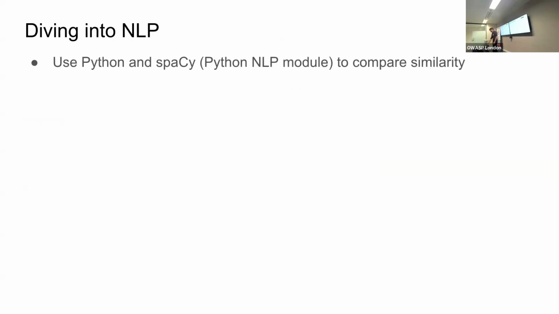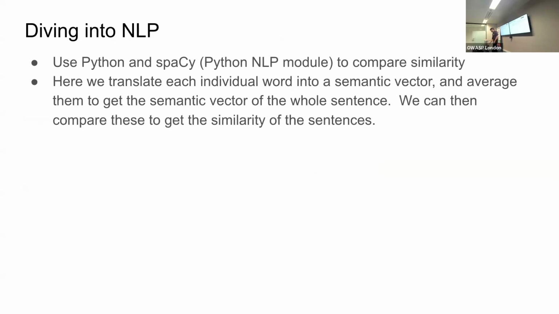To kick us off, a quick example would be to use Python and spaCy to compare the similarities. This is where it gets kind of mathsy. Here we can translate individual words into their semantic meaning, which is a specific numerical vector encoding its meaning. Then we can take the average of all of these meanings in a sentence to get the vector meaning of the sentence and compare the two together to work out how similar they are.